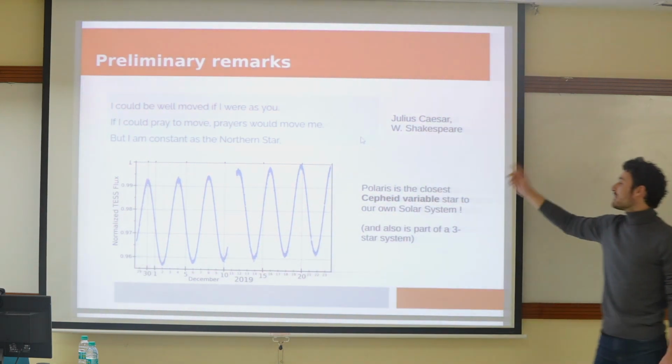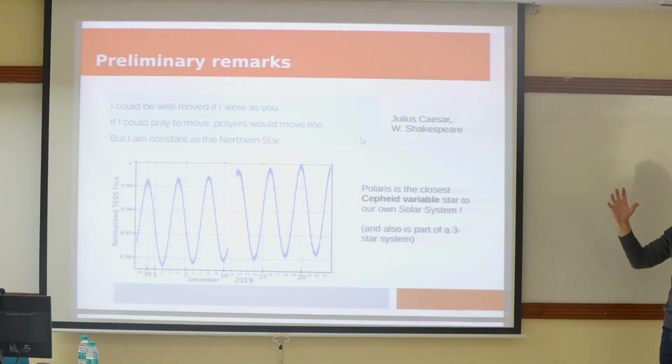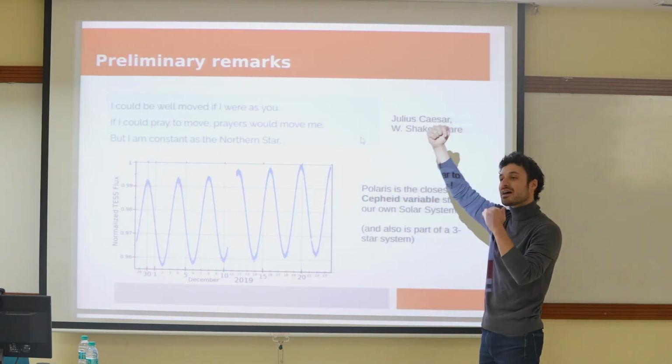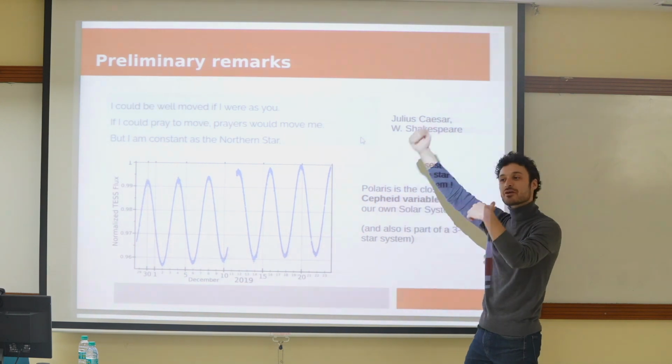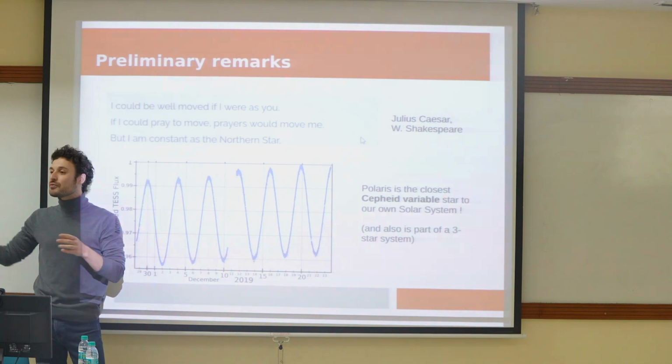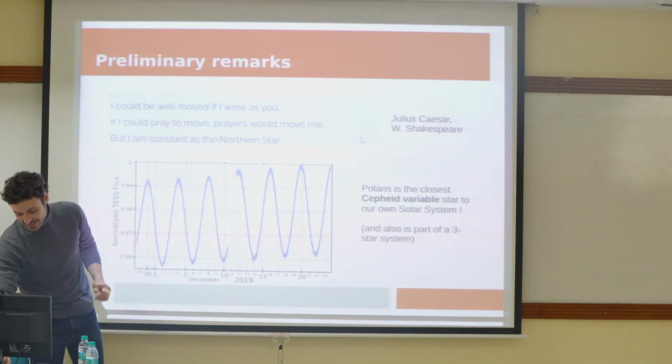But as you can see, Polaris is not in fact constant at all, at least in its luminosity, and also even in its position in the sky. There's something known as the precession of the equinoxes, which means that Polaris is the North Star only now, but it won't be in a few hundred thousand years, basically.